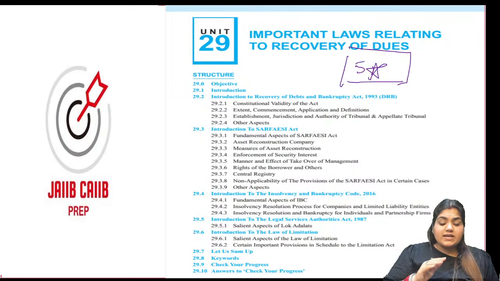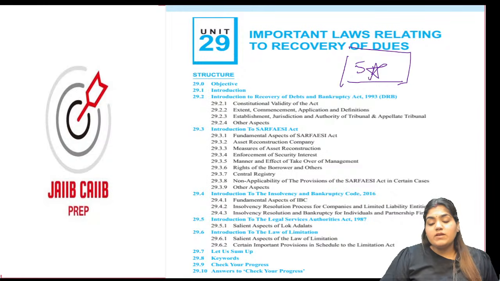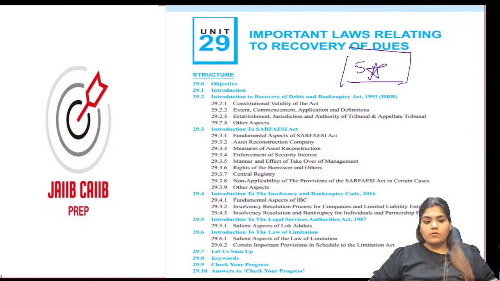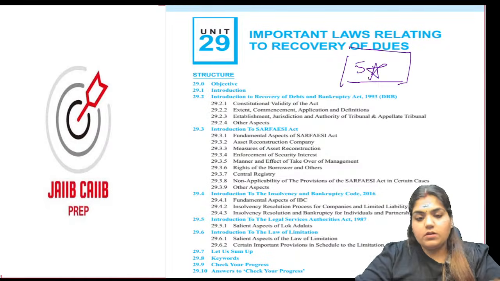And the Limitation Act says that every case should be filed within the time period. For DRT, if the loan amount is more than or equal to 20 lakh rupees, you can go to DRT.